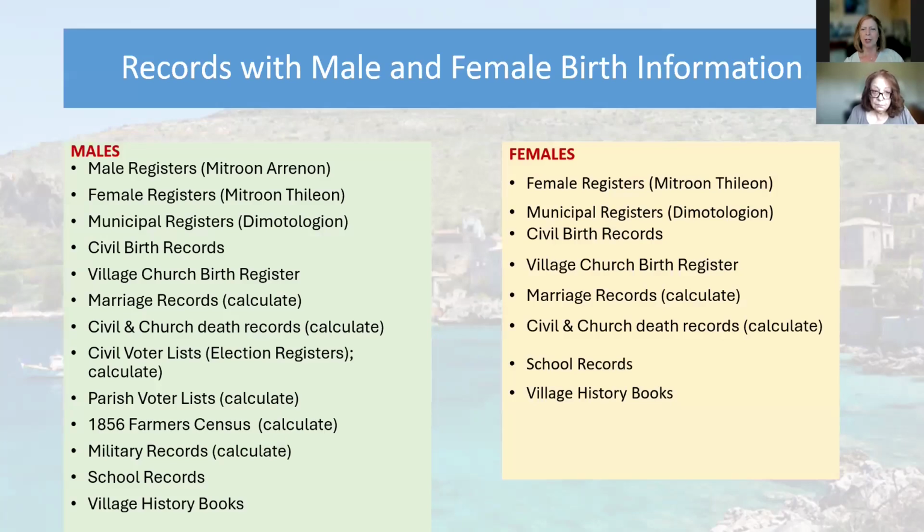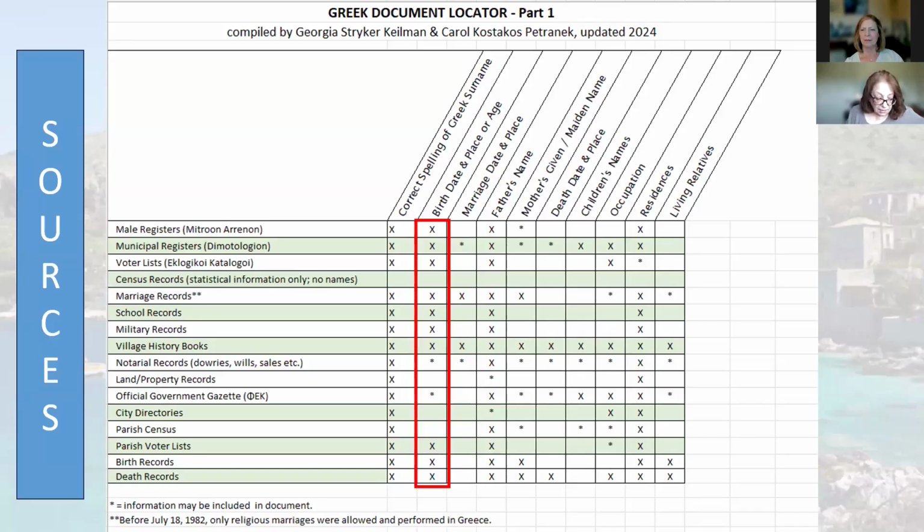Now, are you searching for a male or a female ancestor? If so, in which records do each appear? Georgia and I thought that having a chart like this would help you determine where to look for information. Between this video and the next one, we'll explain how you can use all of these sources to find birth information. We've gone ahead and put this chart in your handout. We've got a lot in this handout, all right?